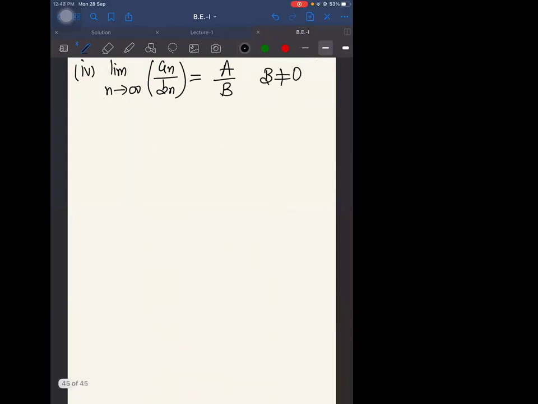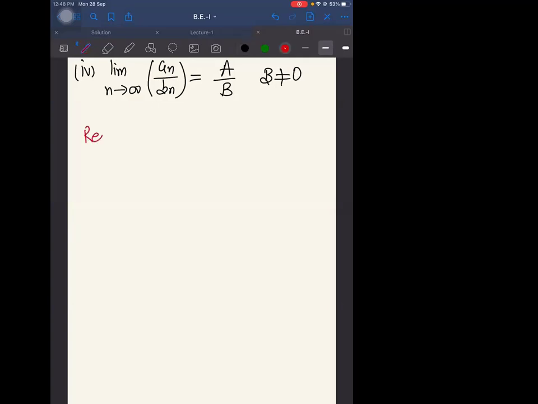So there are a few more rules which I should state, and I'm not doing the proof of that. If you want the proof, I'll prove those results and I'll post that on my website. We will be using those results in our subsequent questions. That's why I'm stating those results.